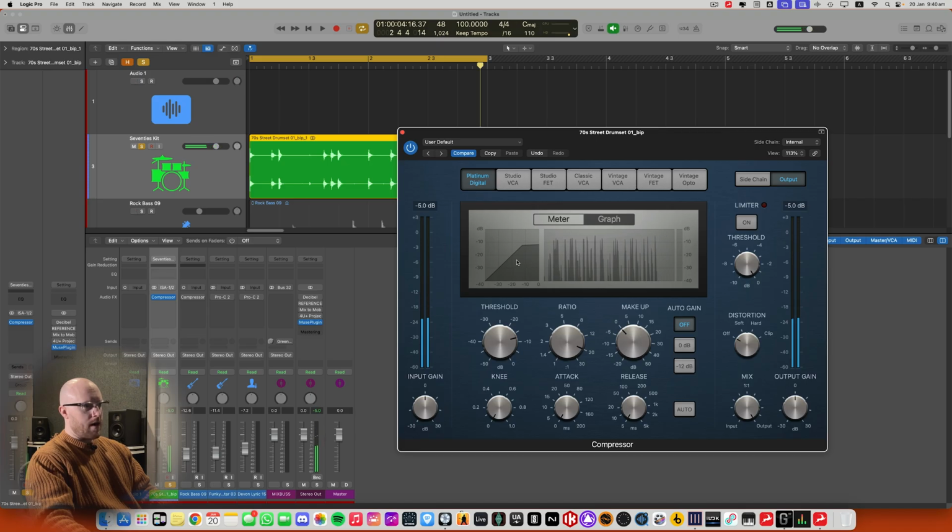So you see there, even though I'm getting no signal on my meter, the threshold is being exceeded. So this compressor is doing something. Let's try, it'll be difficult to hear, but let's try bypassing this.